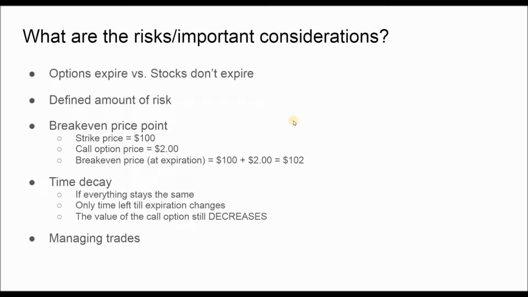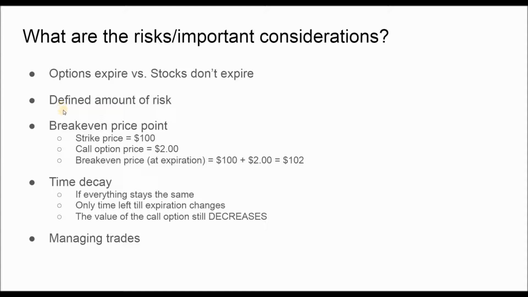And then the last thing to talk about before we look at the live example, what are some of the risks to keep in mind? Options expire versus stocks don't expire. So if you had 100 shares of, for example, Microsoft stock, you could hold those for your entire life, whereas options have a specific expiration date after which the option becomes worthless unless you exercise the option.